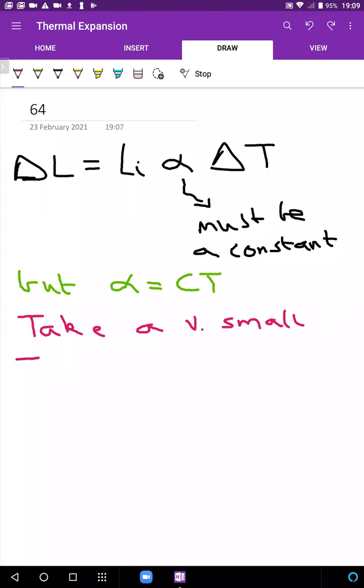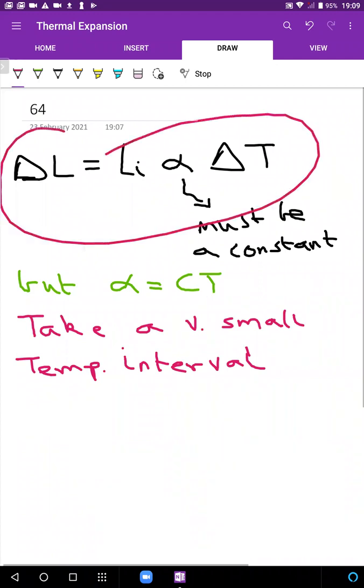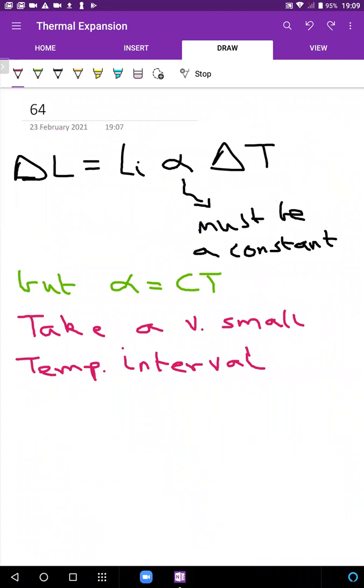For those just coming in, I'm discussing the homework question I had given in the last class where alpha is equal to CT and we wanted to find the change in length. All right. So the idea is since alpha is changing with temperature, you cannot use this formula. But what you can do is take such a small temperature interval that T hardly changes.